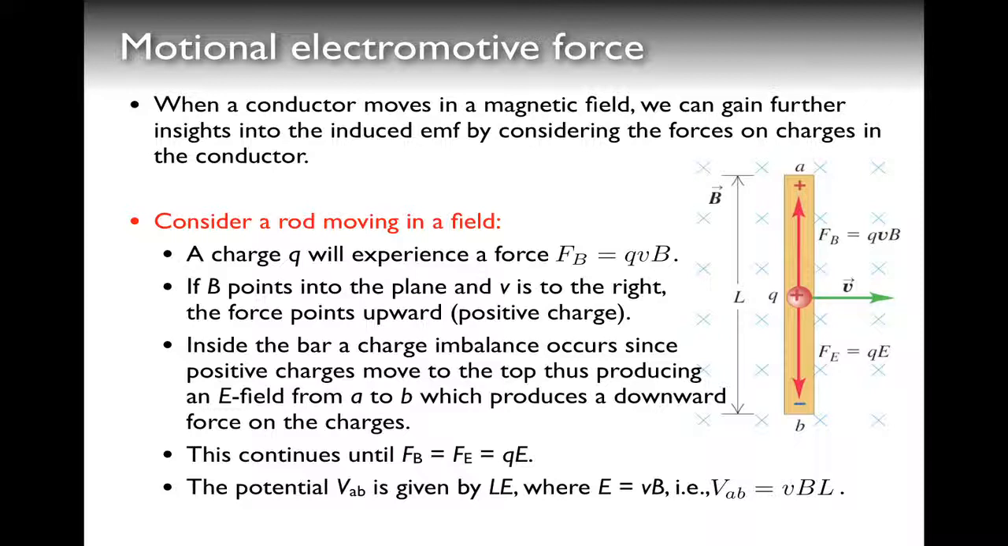In other words, a potential will build up, and the potential between points A and B will be given by the length of the bar times the electric field, where the electric field is just given by the velocity times the B field. In other words, you obtain a potential that is going to be the velocity times the B field times the length of the wire.